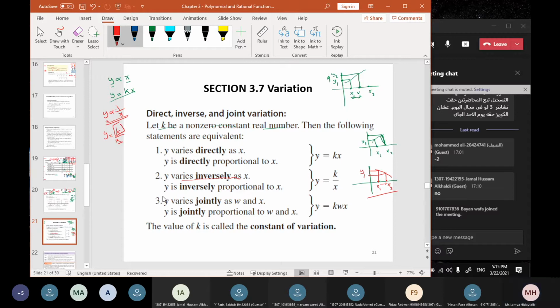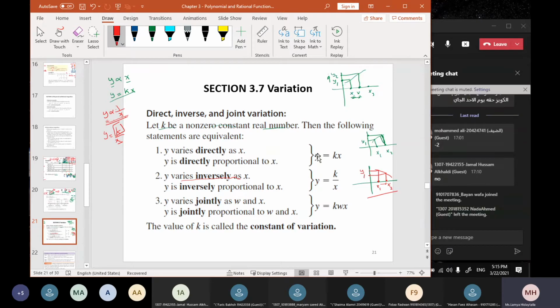Y varies directly as x. Y is directly proportional to x. That is y equals kx. Y varies inversely as x. Y is inversely proportional to x. That is y equals a constant over x, like that.